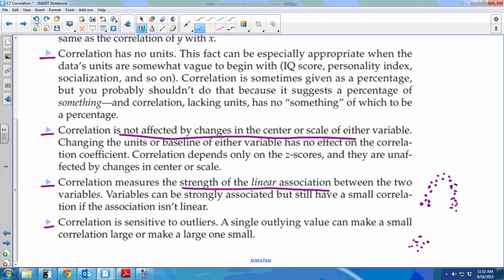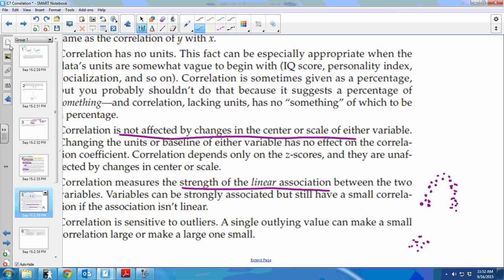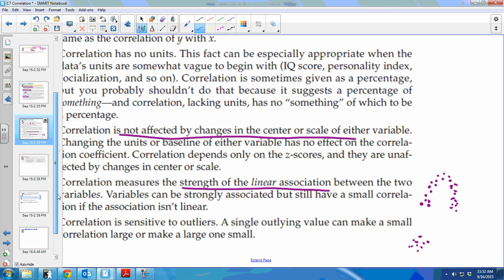Any questions so far about correlation? All right. Then we're going to do a just checking question, and then the last thing we're going to do is show you how to find the correlation coefficient in your calculator. Because again, we're not ever going to do this by hand. No one's got time for that.